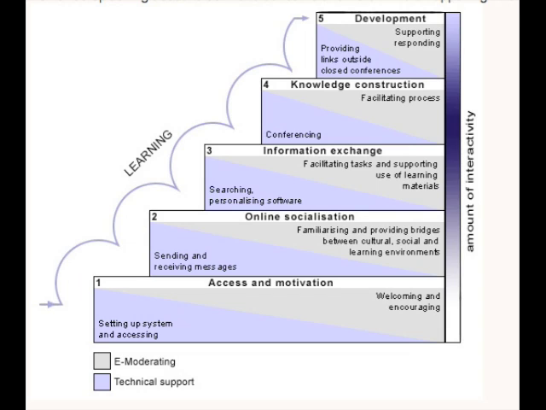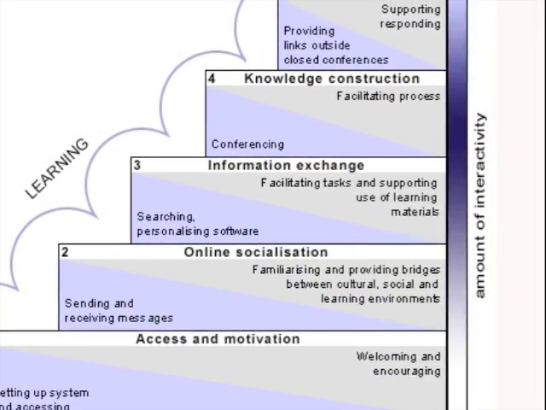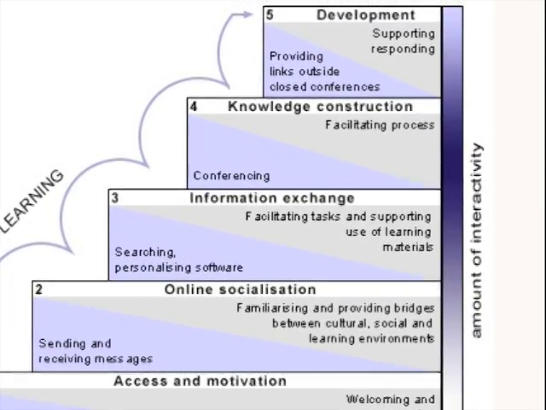Each step is categorized by a grey triangle showing the skills required by the e-moderator and a blue triangle showing the skills required by the learner or participants. The blue bar on the right shows the amount of online activity increasing as the process develops and then decreasing towards the conclusion.